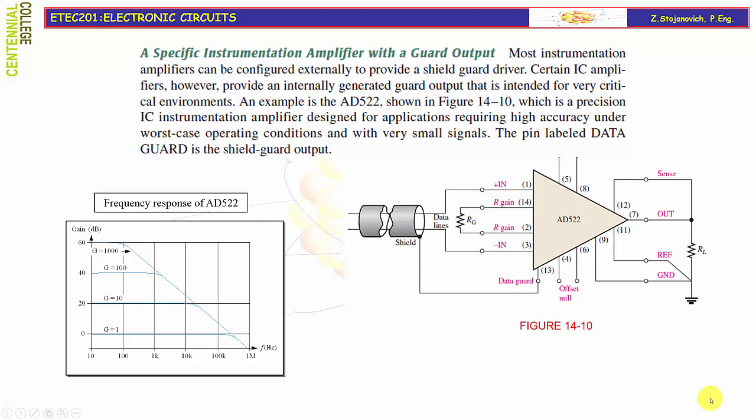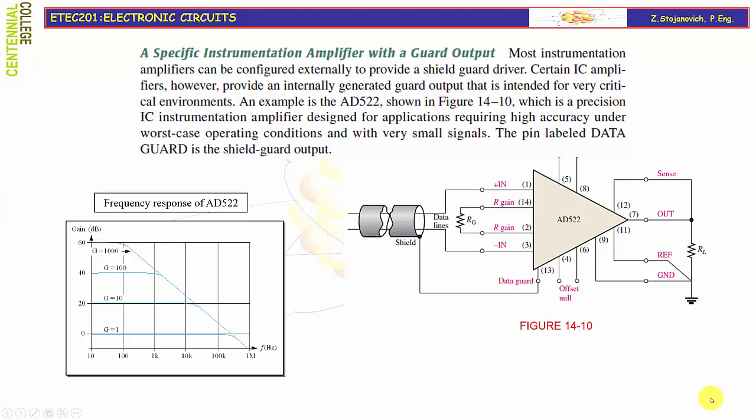Most instrumentation amplifiers can be configured externally to provide a shield guard driver, but certain integrated circuits like AD522 amplifiers, however, provide an internally generated guard output that is intended for very critical environments. This example is shown in figure 14-10, which is a precision integrated circuit instrumentation amplifier designed for applications requiring high accuracy under worst-case operating conditions and with very small signals.